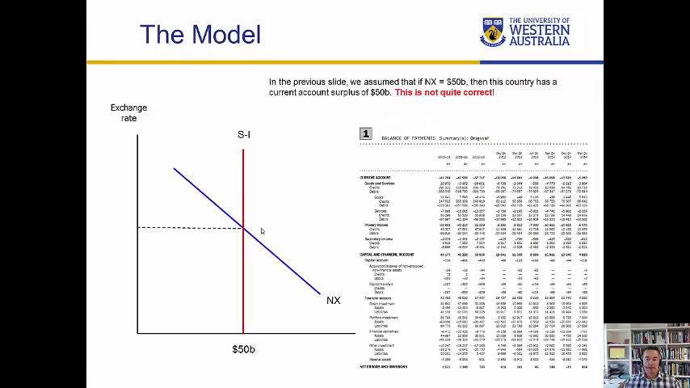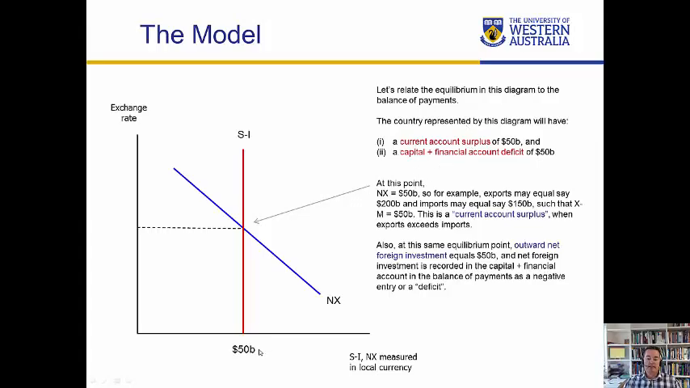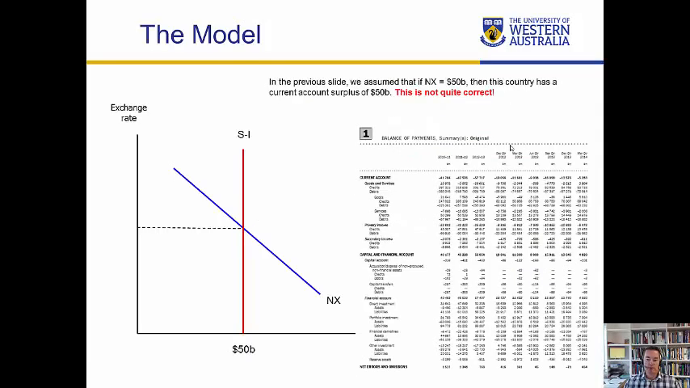Now, what I've been doing here in this diagram is calling the level of net exports in this diagram 50 billion, and then I've been calling that 50 billion up here under point number 1 a current account surplus of 50 billion. So that kind of indicates, almost incorrectly, that net exports, or the net export balance in this model of 50 billion, equals the current account balance. That's not quite the case, which is what I've got here.